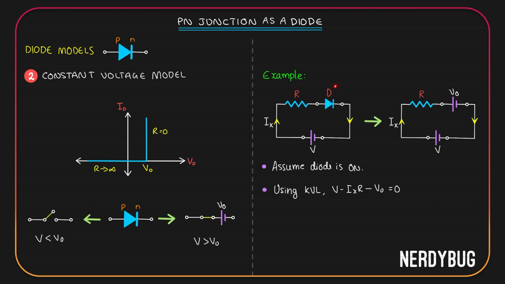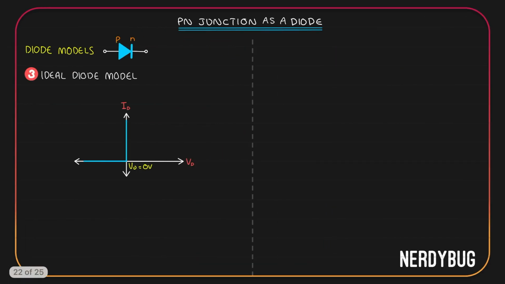When we take the model of the diode when it is in forward bias, the P side of the diode will correspond to the positive terminal of the cell and the N side will correspond to the negative terminal of the cell. The next model is the ideal diode model. Here the only difference from the previous model is that the voltage at which the diode switches on is now 0.